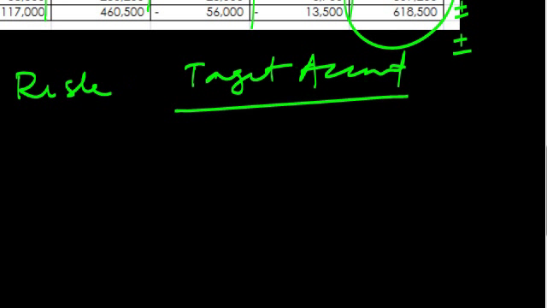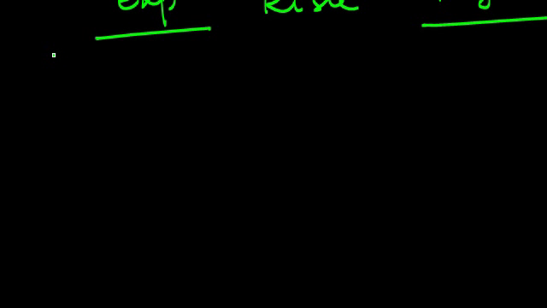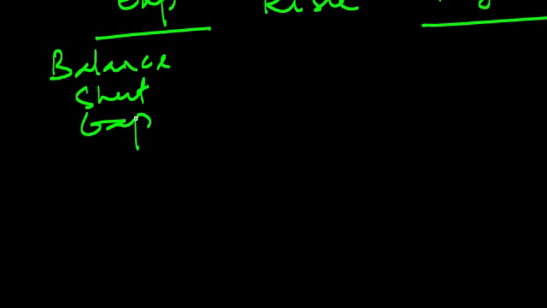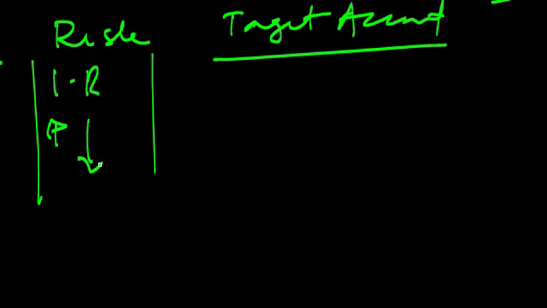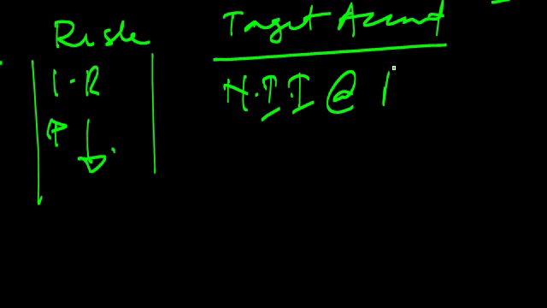Right? So what's the exposure? The exposure is your balance sheet gap in a given maturity bucket. That's the exposure. What's the risk? The risk is interest rate moving up or moving down. What's the target account? The target account is NII at risk.